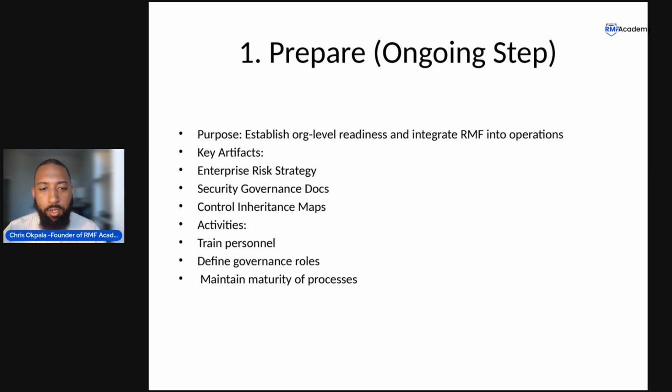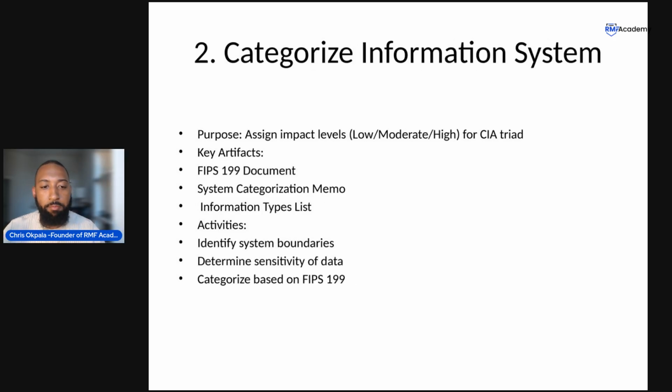No questions? Okay, so we're going to move on to the next step of the RMF process. The next step of the RMF process is categorization of an information system. So categorization is: what levels are they? Is it high, medium, low? What levels are they at in the CIA, which is confidentiality, integrity, availability? Like, what levels are they at?